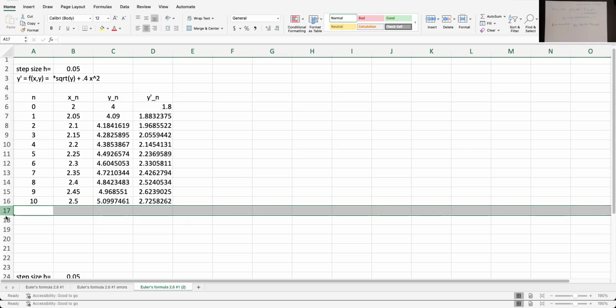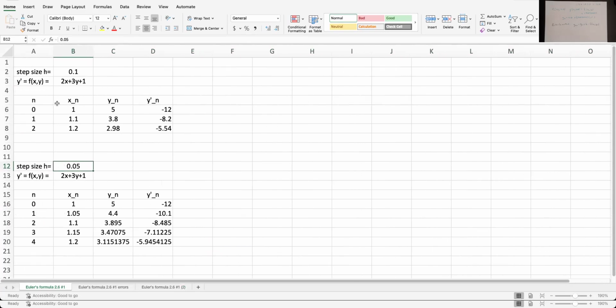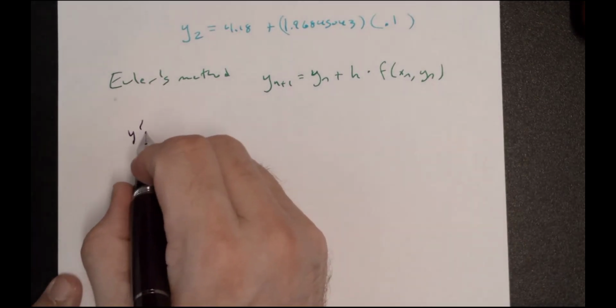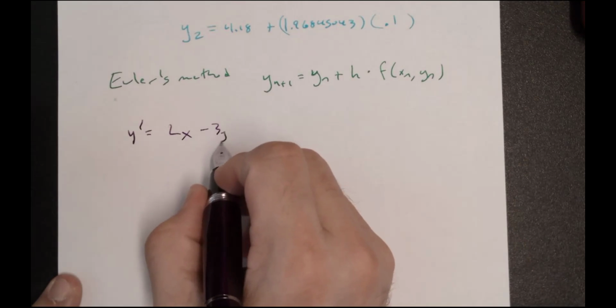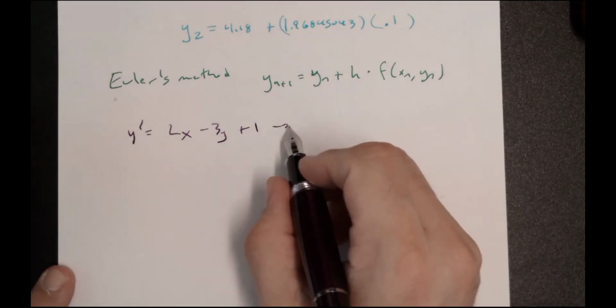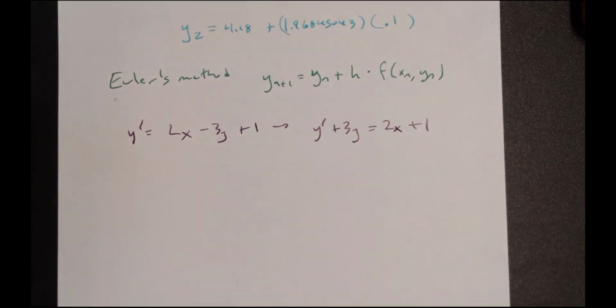This problem is going to suck because I don't know how to solve this differential equation. But in this one, that's y prime, right? Let me close this for a second. In the example we were just looking at, y prime equals 2x minus 3y plus 1. Notice I can rewrite that. y prime plus 3y equals 2x plus 1.